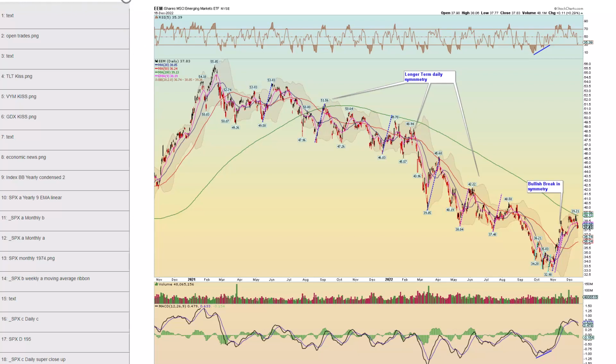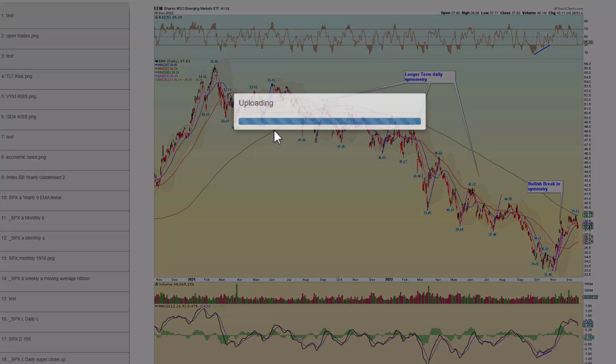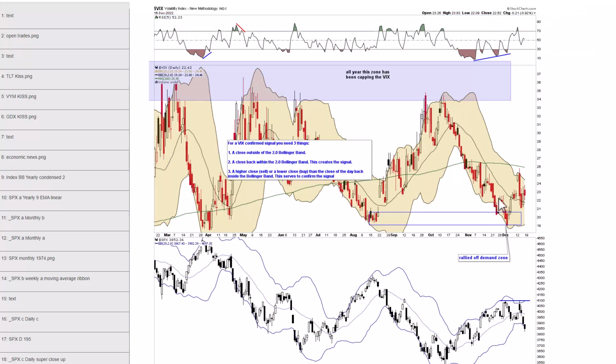All right, guys, let's move on to some indicators. Chart 46, here's the VIX. So the VIX rallied right off this support zone, demand zone we talk about. That was a good area.